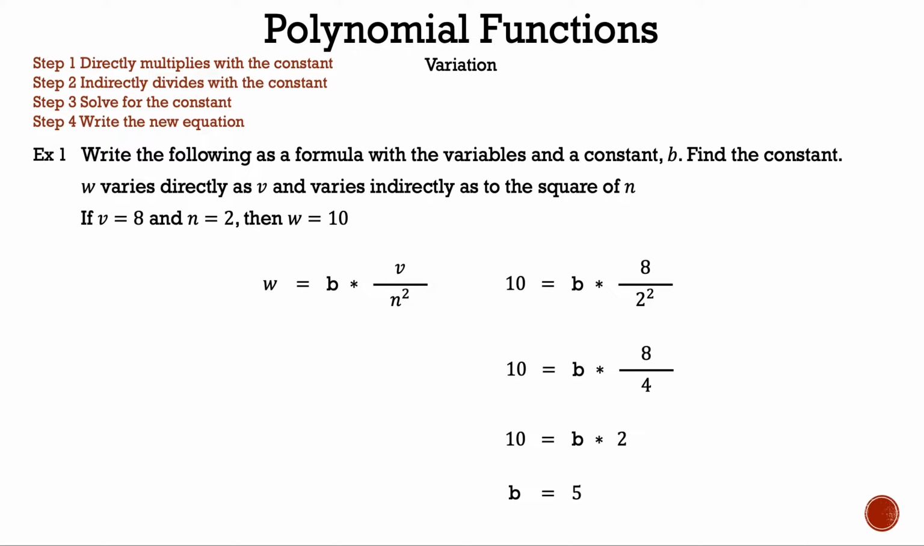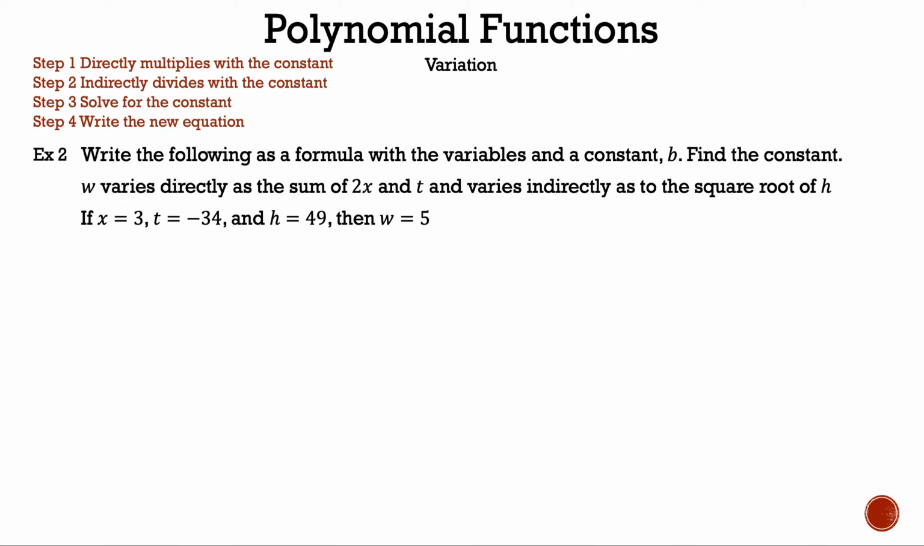Unfortunately, we are not done yet. What do we think is the last step? That is correct. We have to substitute 5 for b into our first equation with the variables, so we can find any w we want. That is example 1. Let's move on to example 2.